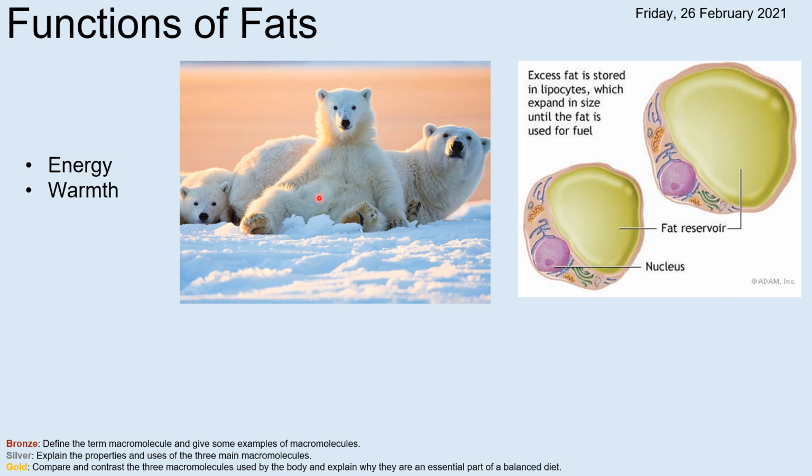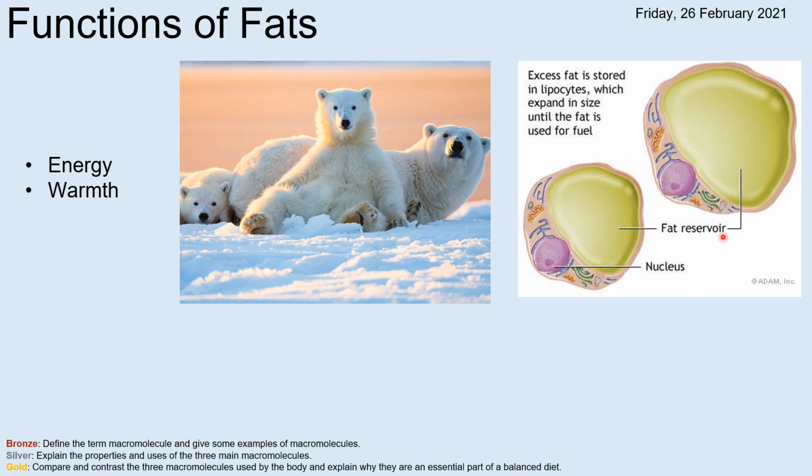But it's mainly the fat underneath the skin which can be used as an energy source in hard times when they've got a lack of food. They can break it down and give themselves an energy source. Excess fat is stored in lipocytes, which are cells that have a fat reservoir in them. You can see the nucleus there and the different organelles within it. There is a mitochondria there, and this is called the endoplasmic reticulum, which you would learn about in A level. And they expand in size until the fat is used for fuel.